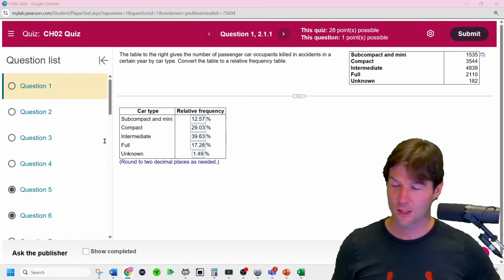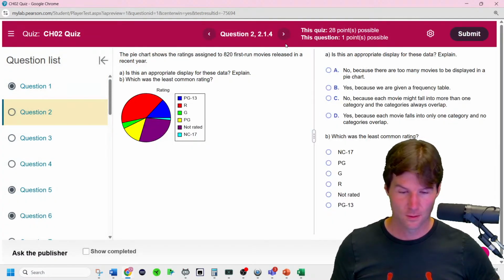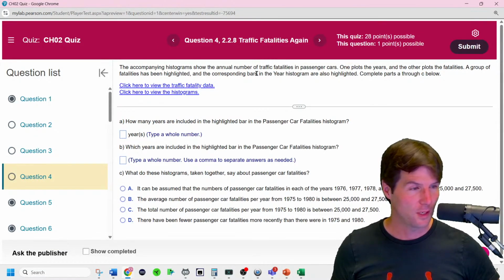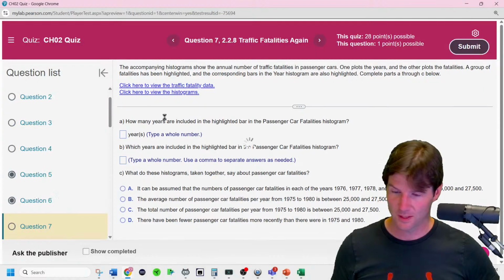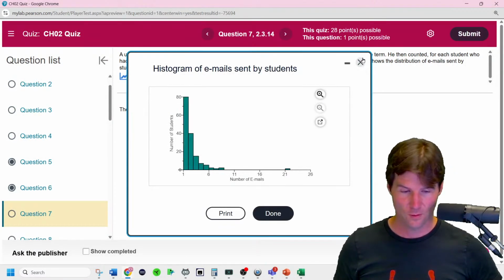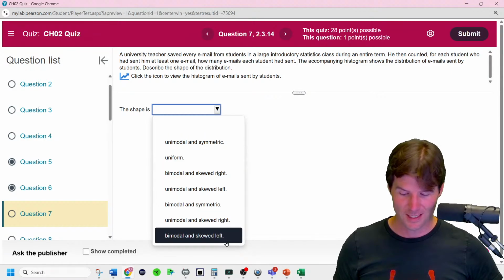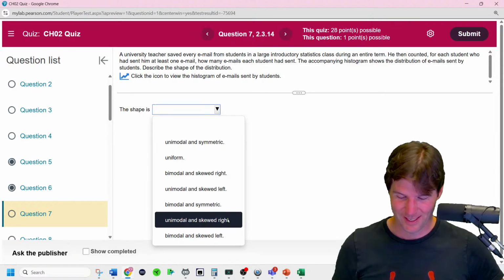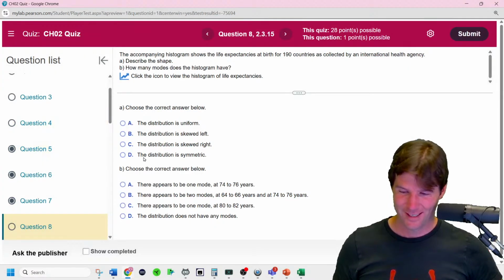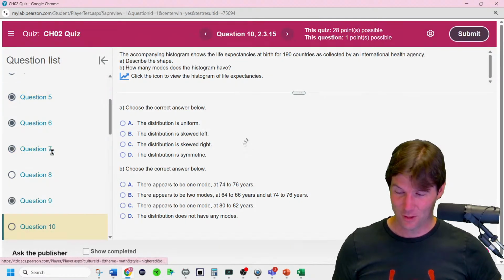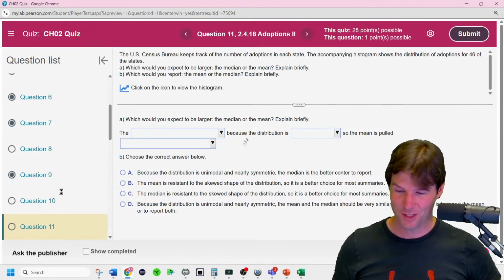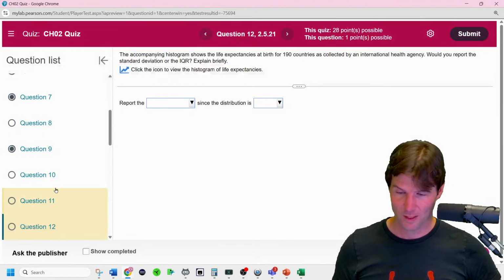Okay, let's look at the investigation. The pie chart. We don't have that one. The accompanying histograms. We haven't done that one yet. Well, no, let's say yeah. University teacher. Oh, here's another university teacher. Well, skewed right. That's why no one's asking this one. It's just unimodal skewed to the right. If you get that one, you're like, yes. Like, free question. It's an easy one. There's a few on here that are just very basic, easy questions. Please ask more questions. We'll keep going right here. I'm probably getting them all done.